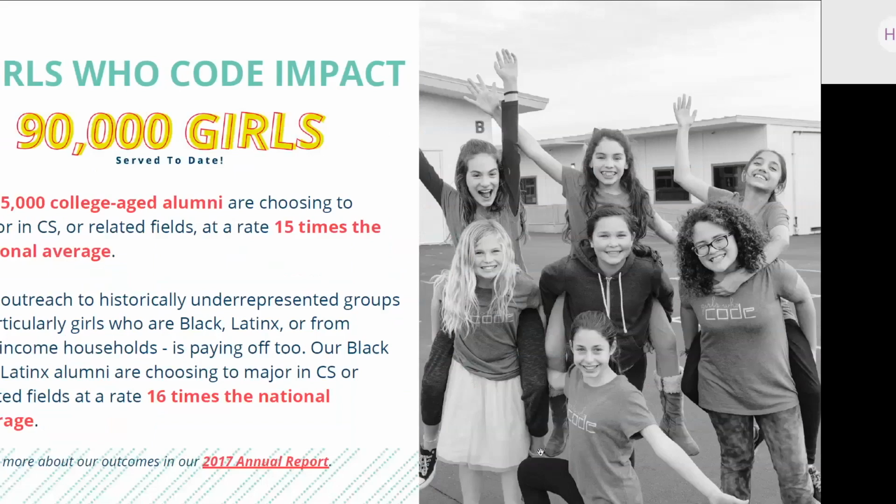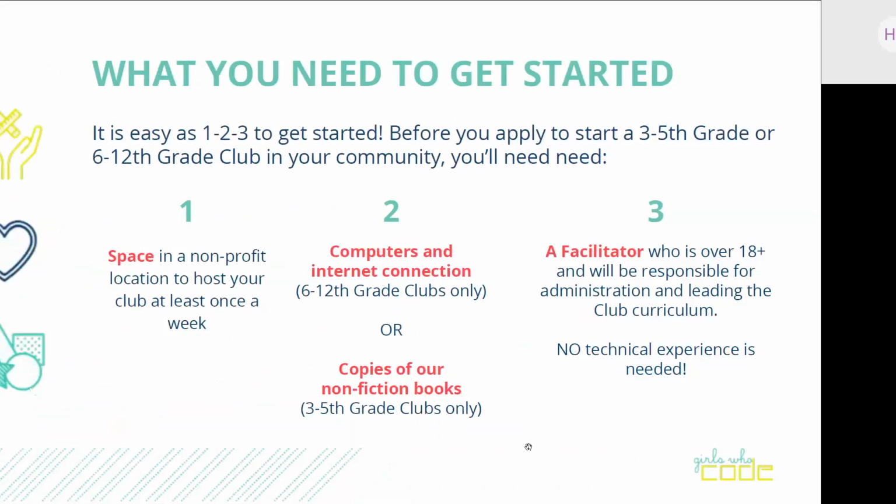Next slide. I'll just share a little bit about what you need if you want to start your own club. You basically just need 3 things. Space at a nonprofit, so your school, that's great, but it could also be a library, community center, anywhere that has open space. If you're doing a 3rd through 5th grade club, you need books, which we will send to you. If you're doing the older club, you need the computers and internet connection. Those can be any kind of computers, Chromebooks, laptops, desktops. It's all good. There's nothing to download, no specific requirements there. And the last thing you need is the facilitator.